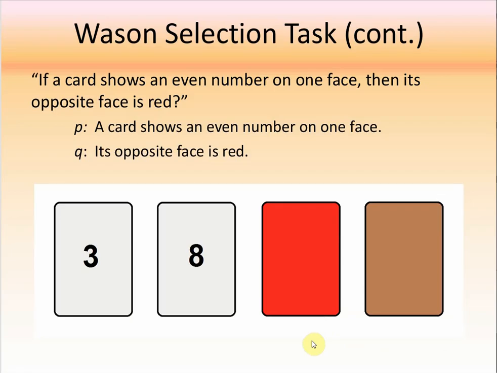The brown can cause a problem, because if you turn over the brown and you have an even number, like if you turn over the brown and there's a 4, that's trouble. Because then you have an even number on one side, other side's not red. So then it messes up this conditional, because then you have the if part, the even number on one side, but you don't have the then part, because you don't have the red opposite side. So it's actually the brown that you have to turn over as far as the ones with the colors are concerned.